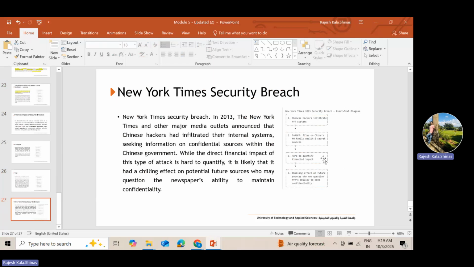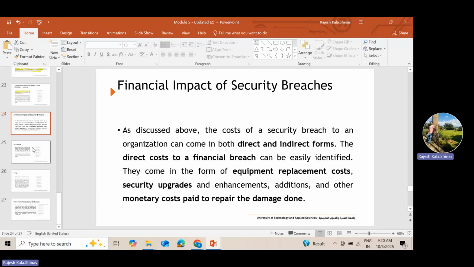You cannot quantify, you cannot count how much money they lost. The problem is, because of that, everyone lost trust in the New York Times, in how they were keeping this data without any confidentiality. That trust has gone down. This is the security breach that happened at the New York Times. So these are all impacts of security breaches.